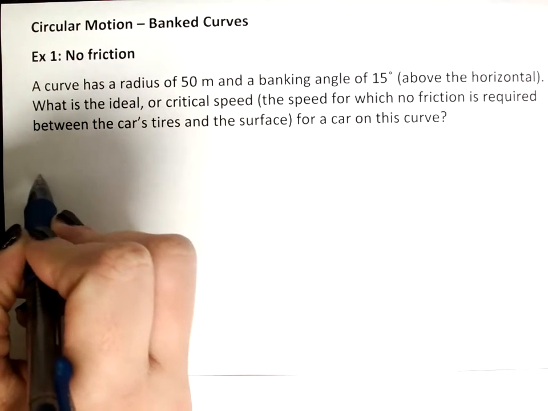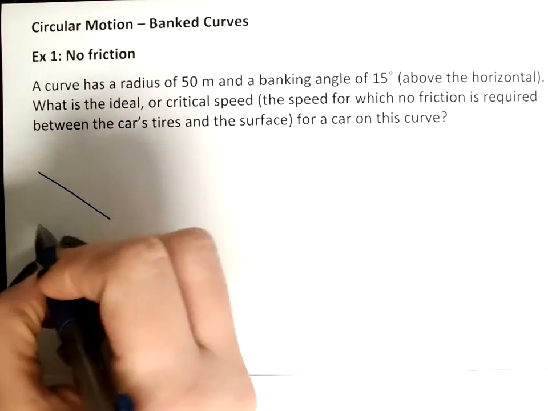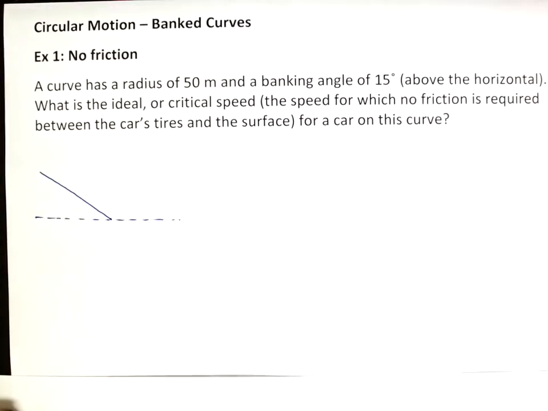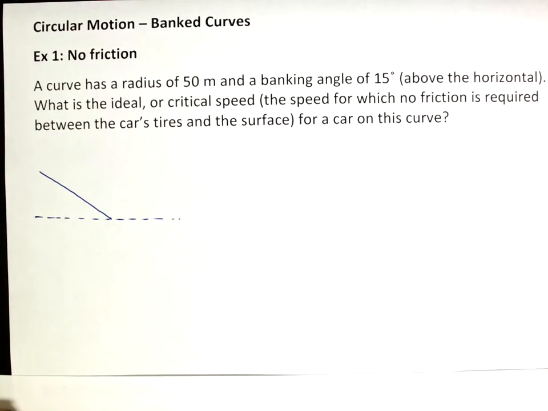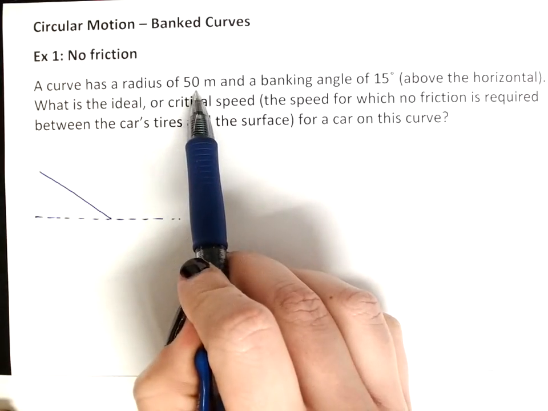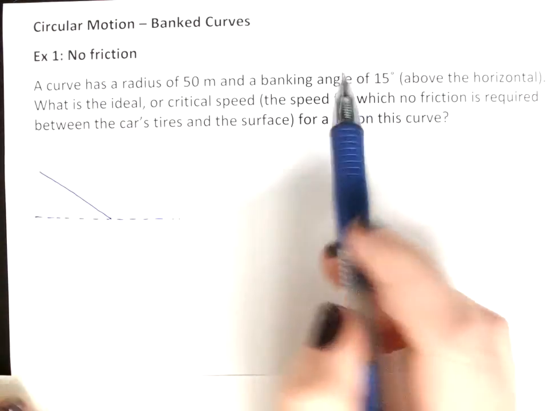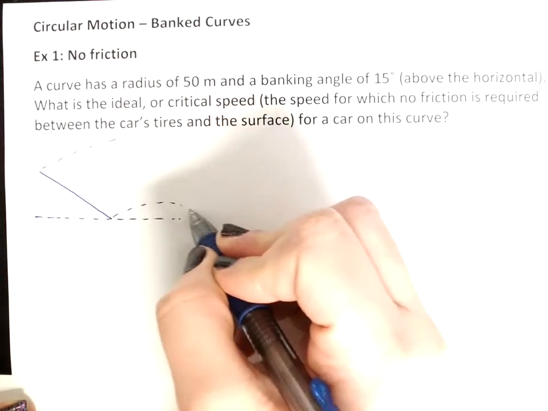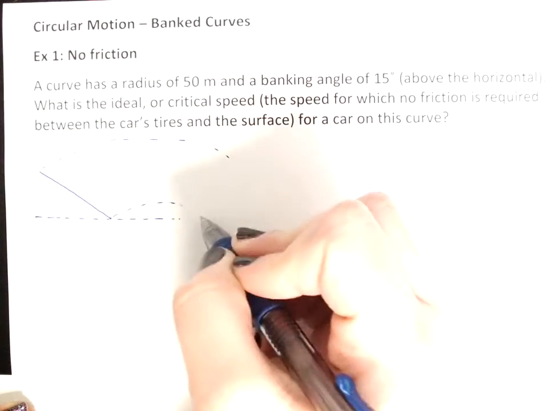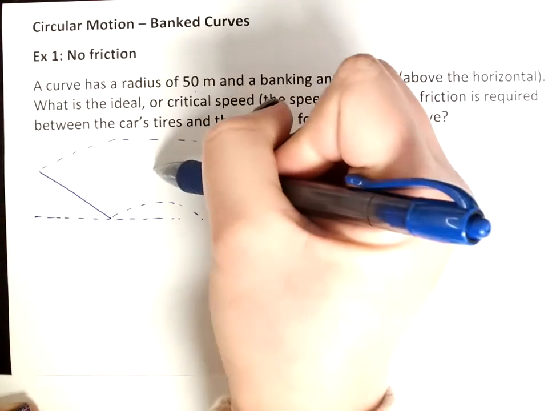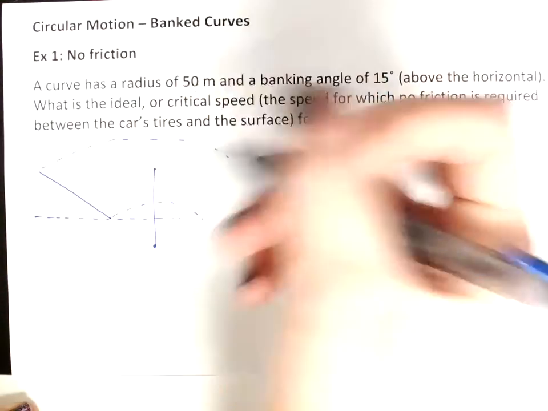So let's say this is our banked curve. Here's our horizontal. Let's say the banked curve in this problem is 15 degrees. So a curve has a radius of 50 meters and a banked angle of 15 degrees. This is our road, and it goes in a circle. I'm not going to complete the circle because I didn't draw my picture big enough. But basically the radius of the circle is 50 meters.